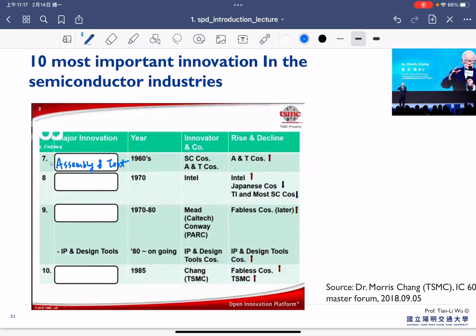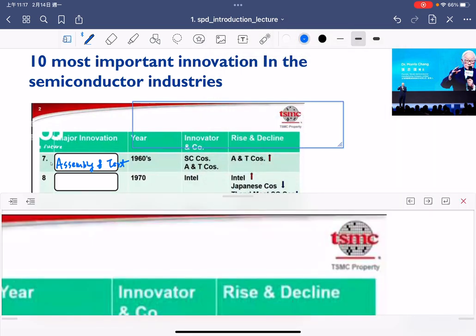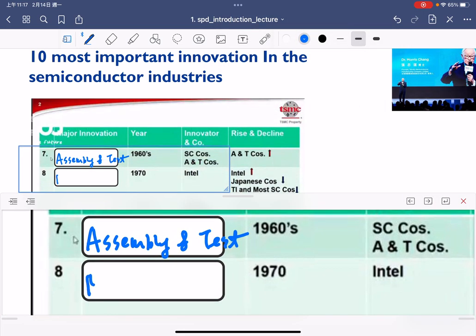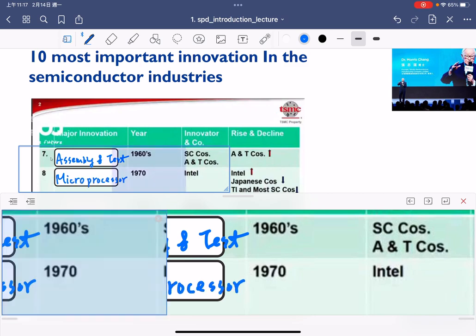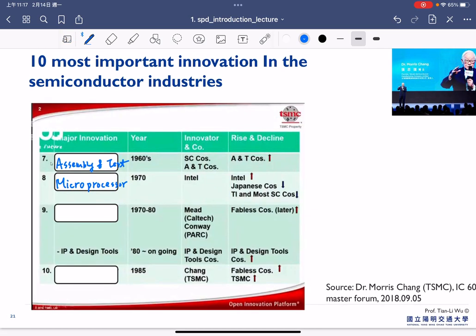And also the S1 is the microprocessor. In the 1970s, Intel started to work heavily on the microprocessor. As you may know, when we started to use personal computing, most of the CPUs were made by Intel, and that's why Intel started to grab the market and became the main company in the industry. Yes.